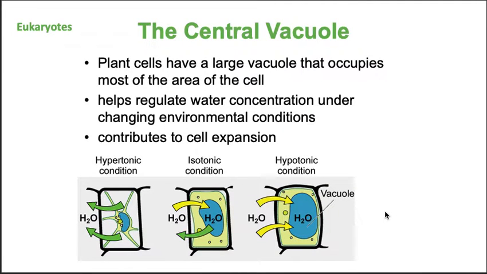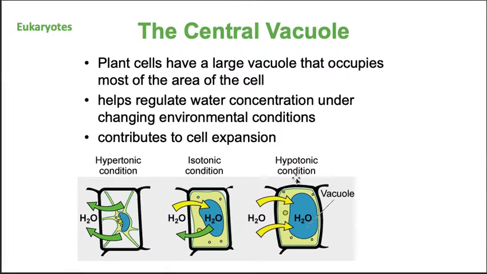All right, the central vacuole is also only found in plants, and plants will have a large vacuole that occupies most of the area of their cell. As it fills up with water, it pushes the plasma membrane up against the cell wall, and that is what plants like. So though this might look a little strange at a glance, this is actually the normal state of a healthy, happy plant. When you see your house plants look droopy and sad, it's actually under the isotonic condition where there's no pressure being pushed against the wall.